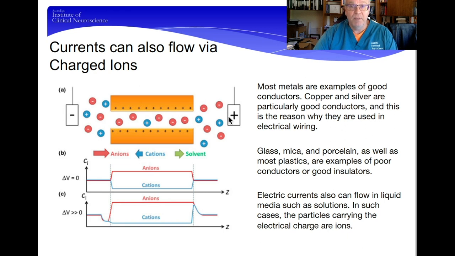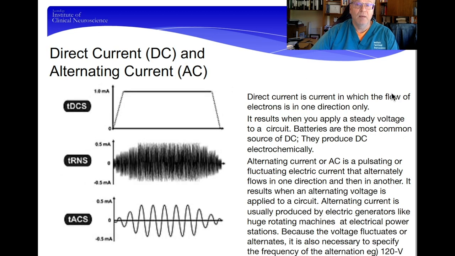So remember, the ions that are flowing inside the brain are induced by the potential difference created across the brain, and that potential difference induces ion flow. Okay, excellent. Now let's talk about the different types of current that we can use.